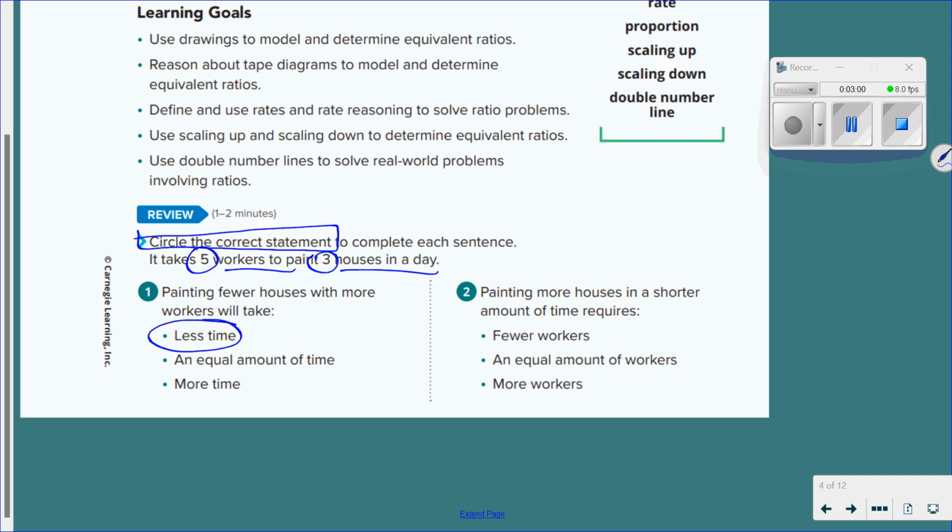We're good. And painting more houses in a shorter amount of time requires fewer workers, an equal amount of workers, or more workers. Who thinks it's fewer?